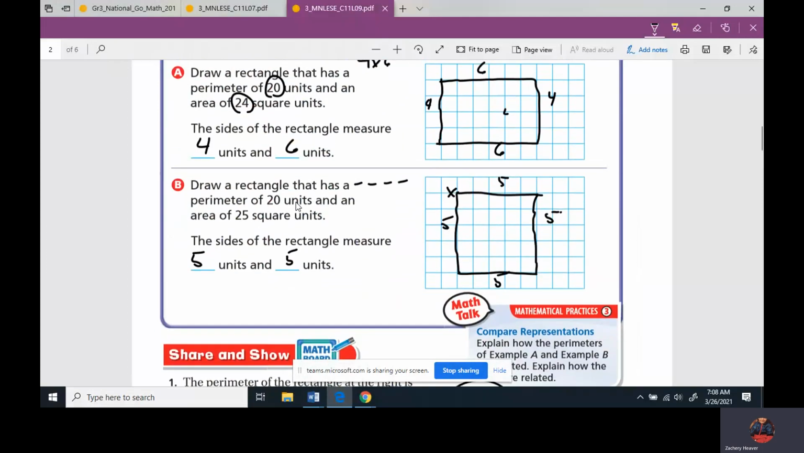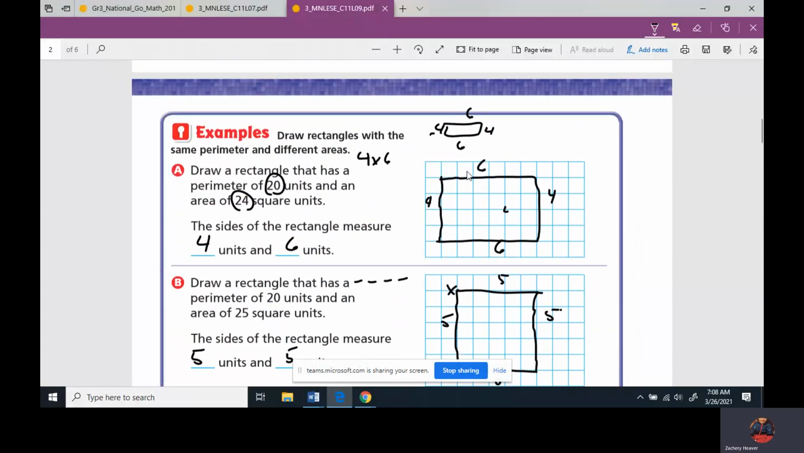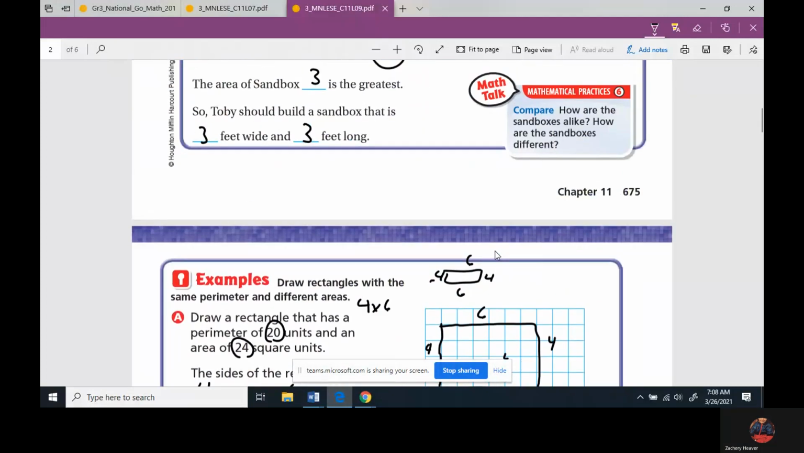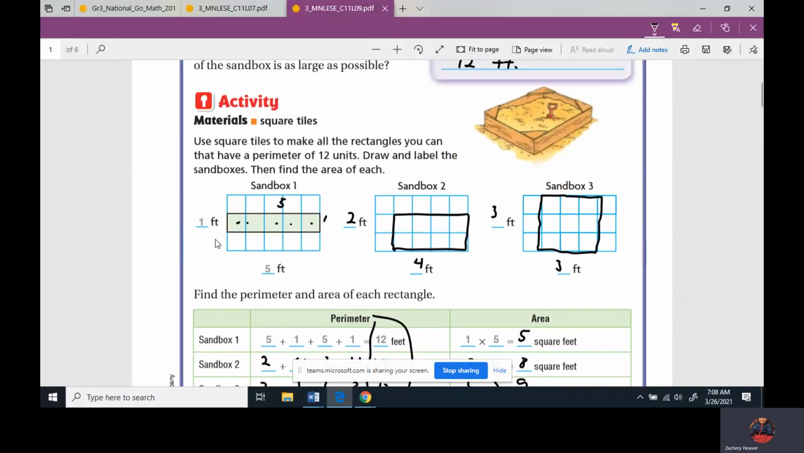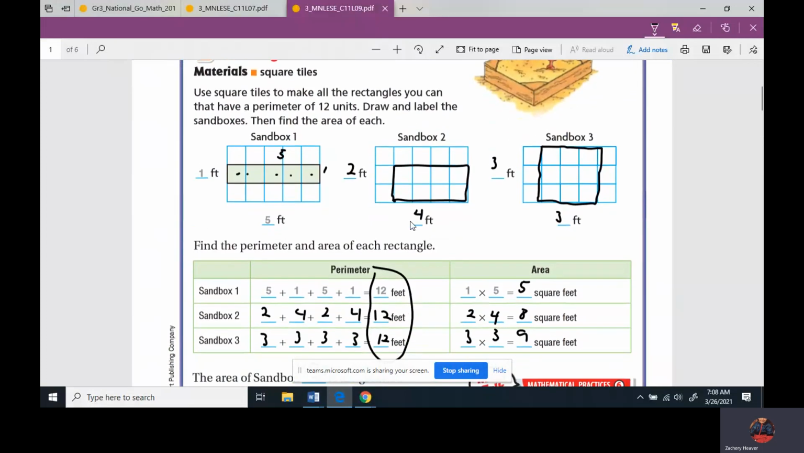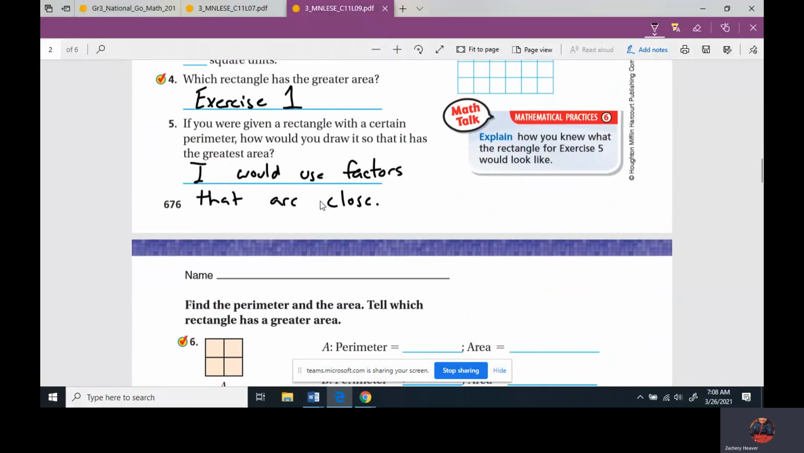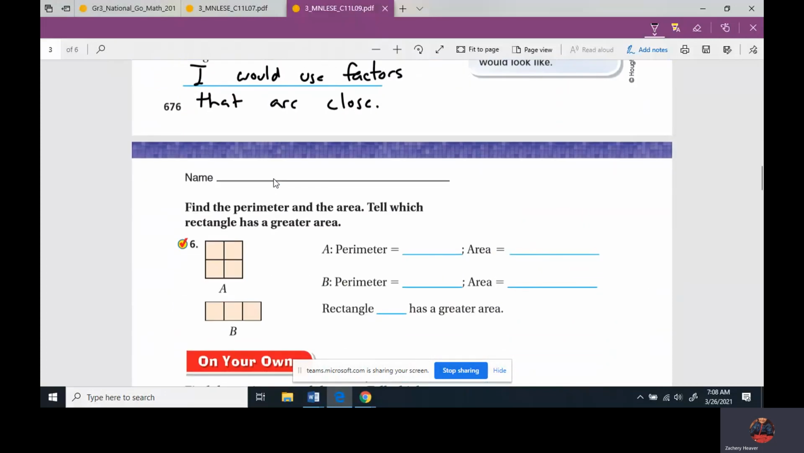And if we look at the top, we did the same thing. Look, 6 and 4 made pretty good, but 5 and 5, they're right on. They made the best. Up here, 1 and 5, smaller. 2 and 4, better. 3 and 3, the best. So if we could use the same number for length and width, we're going to have the biggest possible. The closer we get, the bigger it's going to get.